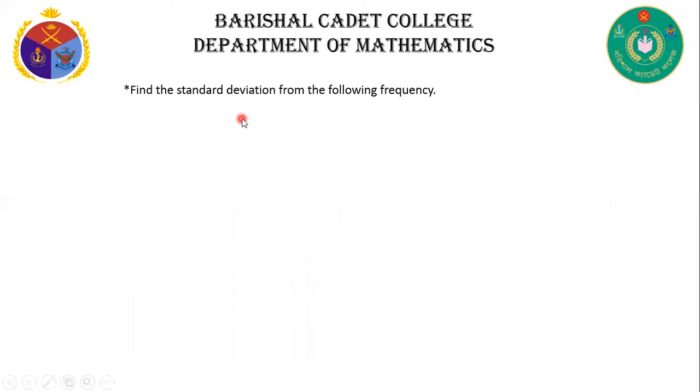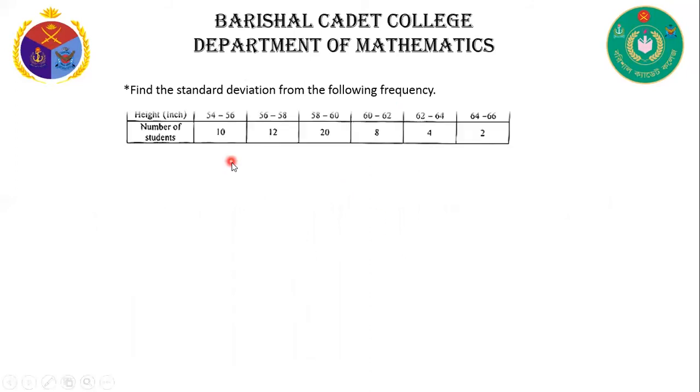Now, find the standard deviation from the following frequency. Here is the given data: height 54 to 56, number of students 10; 56 to 58, number of students 12; 58 to 60, number of students 20; 60 to 62, number of students 8; 62 to 64, number of students 4; 64 to 66, the number of students 2. This is our given data.